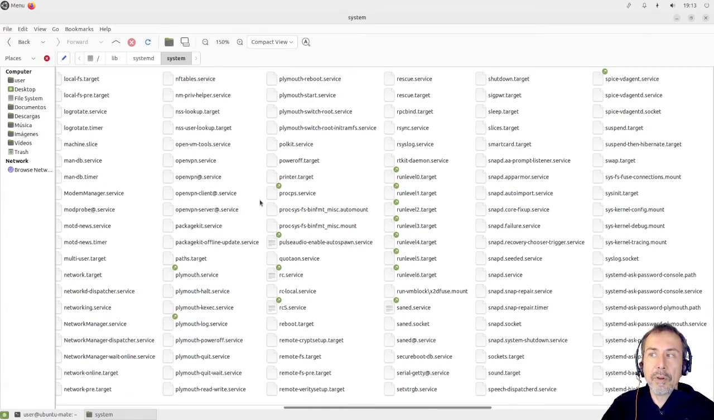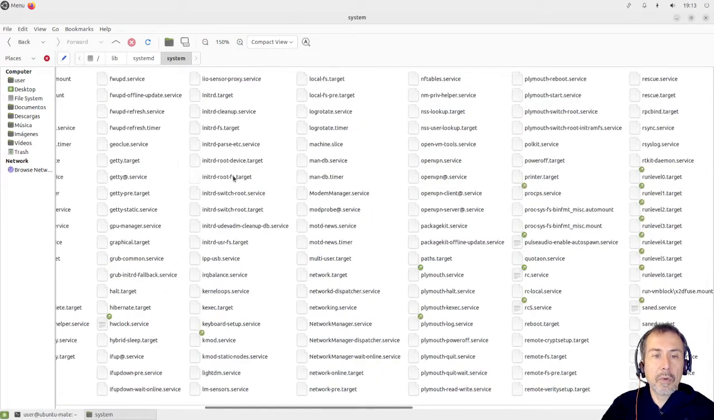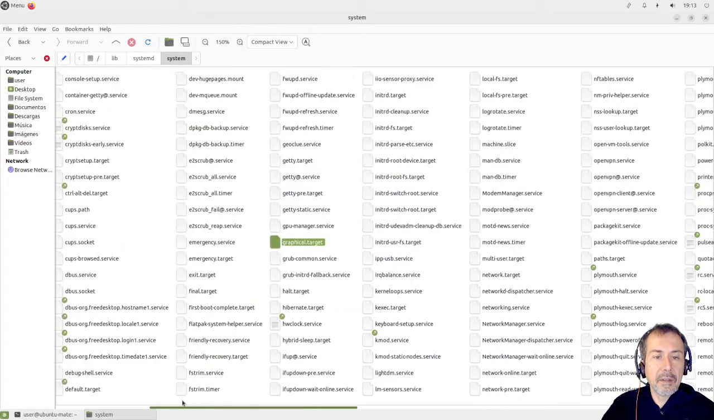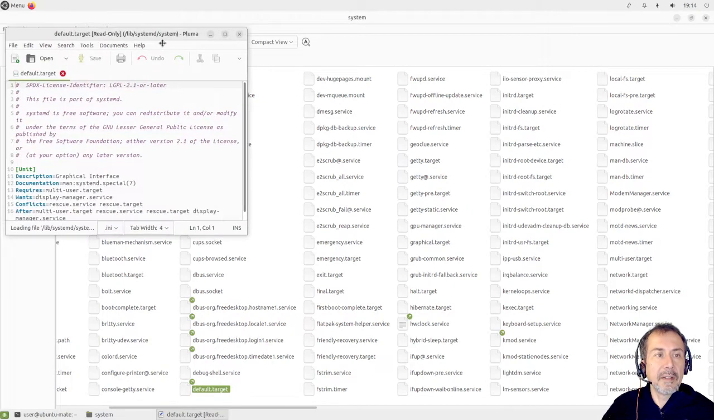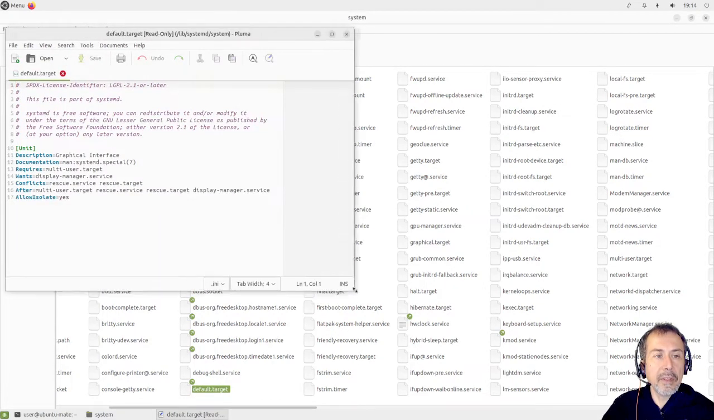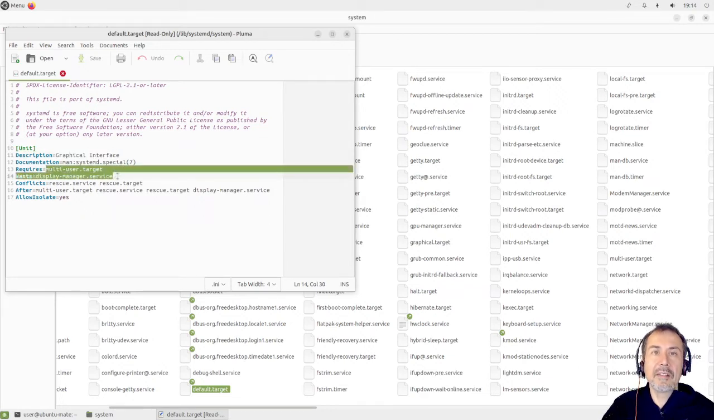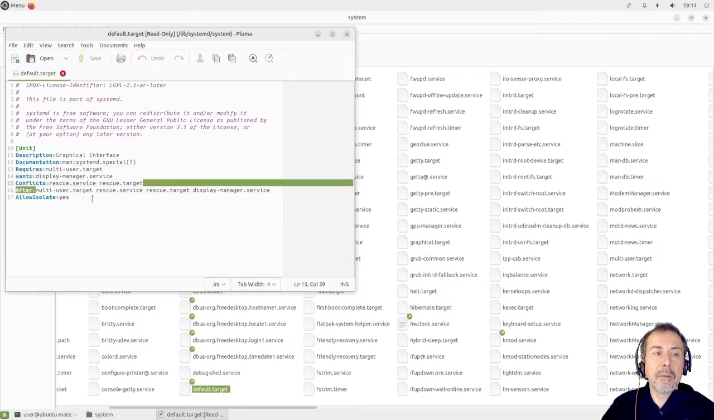And I will open one. Okay, for example, a target. Remember the graphical target, this one. Or for example, the default target. Okay, where is the default target? Here. If I open the default target, I can see a text file with a format. It tells that it's a unit. The description, documentation, requires and wants. That's for managing the dependencies between the services, after some services, and there is a lot of additional information.